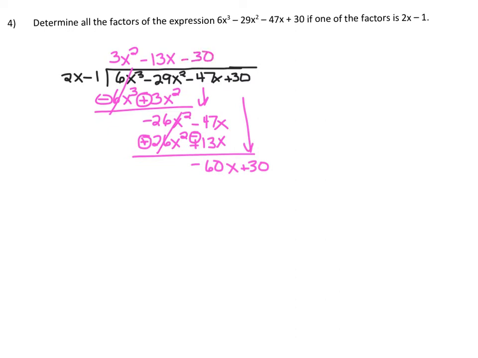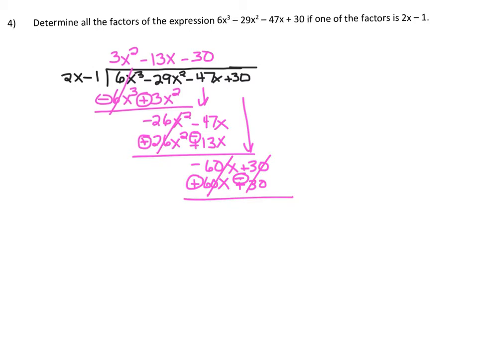All right, now let's distribute. Negative 30 times 2x would be negative 60x. And then negative 30 times negative 1 would be positive 30. And we got it to work because look at this. When we subtract, when we change our signs and circle, look at that. Everything cancels. So we end up with no remainder.